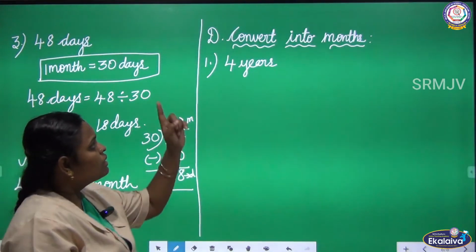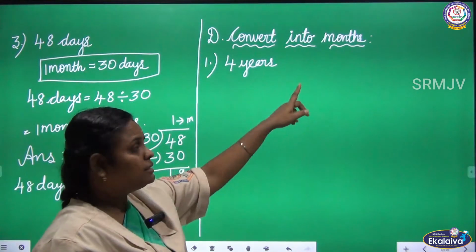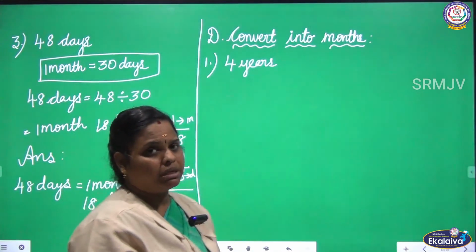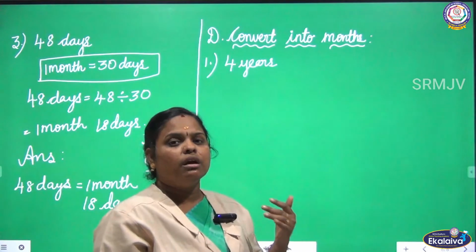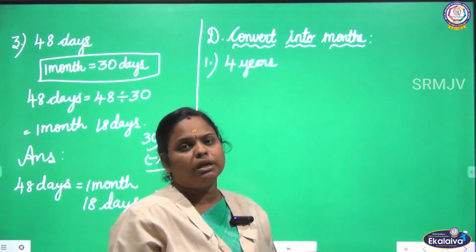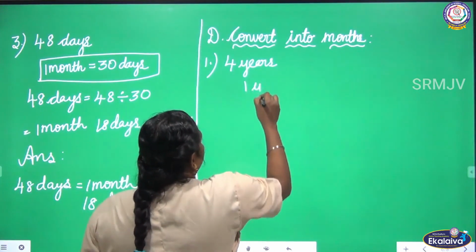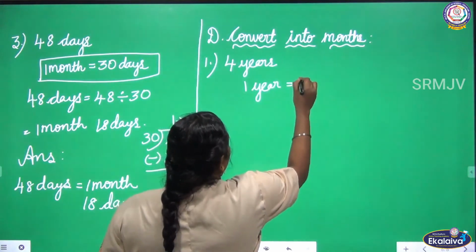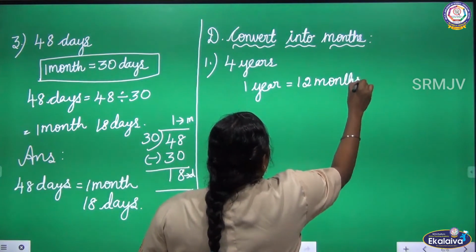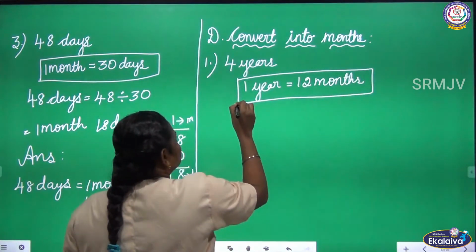Next one, convert into months. 1 year equal to how many months, children? 1 year equal to 12 months. So January, February, March, April, May, June, July, August, September, October, November and December. So 1 year equal to 12 months. So they are asking 4 years equal to how many months?